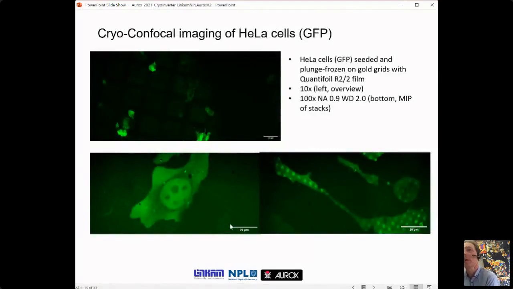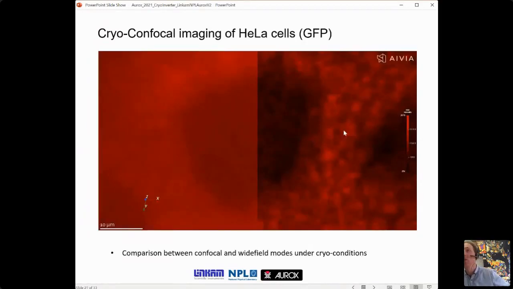Here we have some cryo images from HeLa cells. The top one is zoomed out with a 10x. It's just an overview. In the lower region, you can still see the support film, the Quantifoil, and some details of the HeLa cell. This was recorded with 100 times 0.9, and it's a maximum intensity projection of the stack.